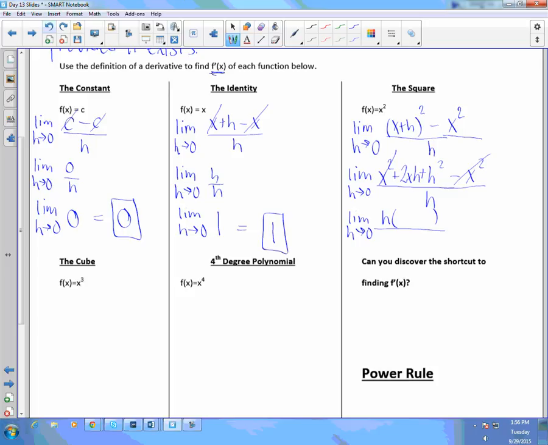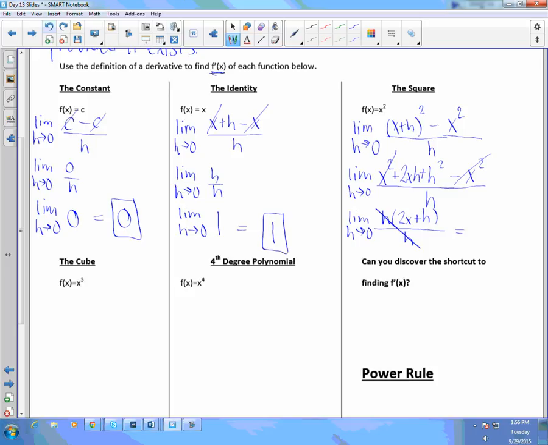Brendan. We removed an h, so just 2x plus h. And now our h is canceled. We can plug in our 0 now, right? So what is our limit, or also our f prime?